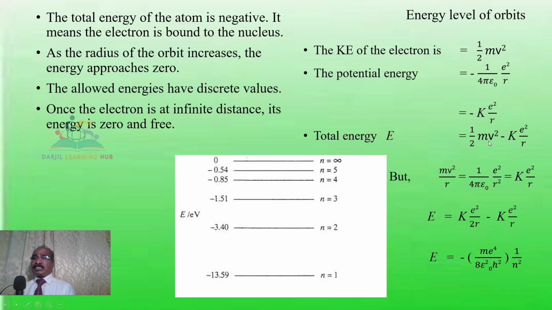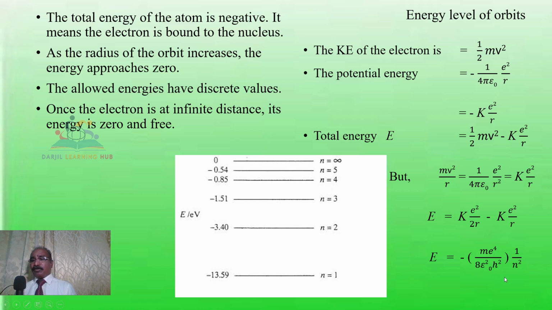Instead of v square, we can substitute the formula from the earlier slide. In the previous slide we have studied mv square by r equal to 1 divided by 4 pi epsilon 0 e square by r square. Therefore, we can substitute here and simplify this. You will get k e square by r. Therefore, 1 by 2 mv square can be written as k e square by 2r. Therefore, total energy will be equal to k e square by 2r minus k e square by r, that will be equal to, once again, minus k e square by 2r.